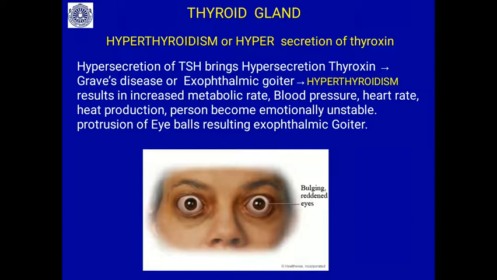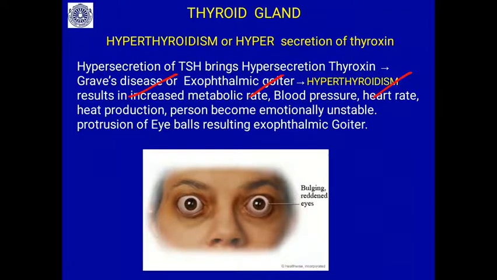Then what happens when there is an increased secretion of thyroxine, hypersecretion? Hypersecretion of TSH, as you already studied, leads to hypersecretion of thyroxine. It is called Graves' disease or exophthalmic goiter. In hyperthyroidism, all the symptoms you have seen in hypothyroidism are the opposite.